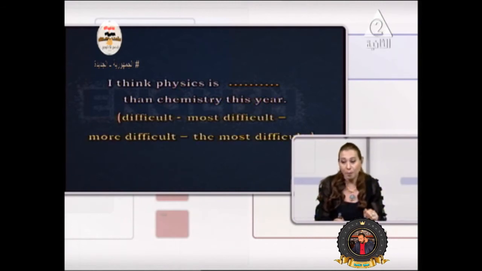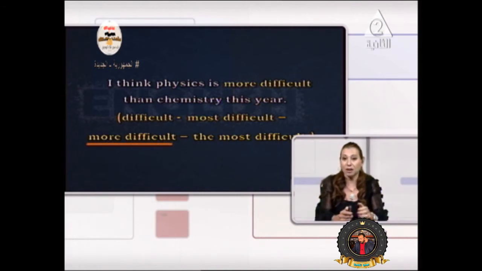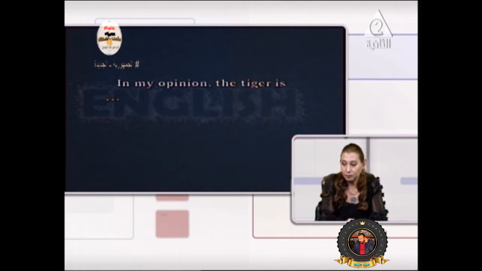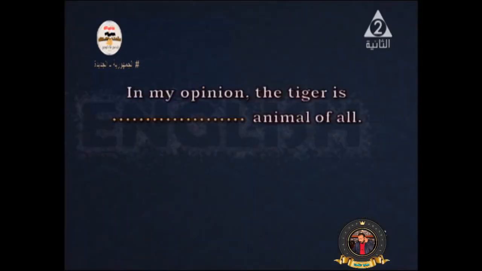طيب comparative عندي difficult لا most difficult ما عنديش the most difficult وعندي than ما تنفعش more difficult تمام the most difficult يبقى كل ما هو most or difficult without comparative cannot go. What could be the right answer? So more difficult is the right answer. طيب let's take another example. In my opinion the tiger is what animal of all.